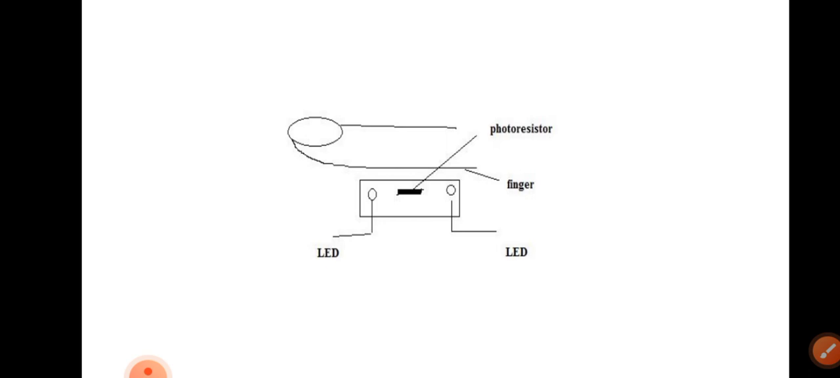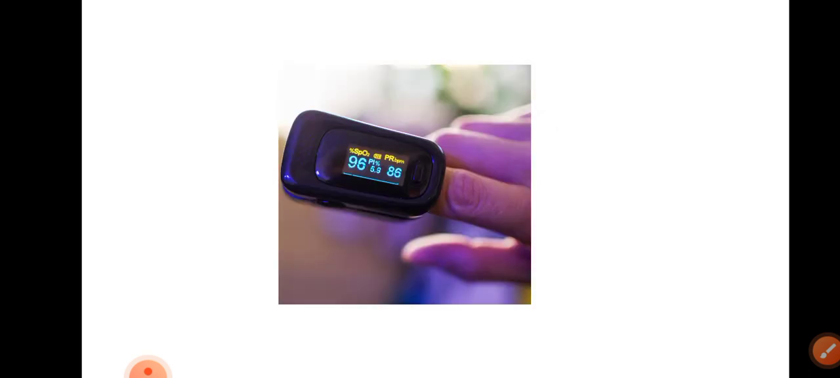This is the picture of the reflectance method, where we have the LED and a photoresistor on the same side. Above that we have a finger. And this is the diagram of the pulse oximeter.